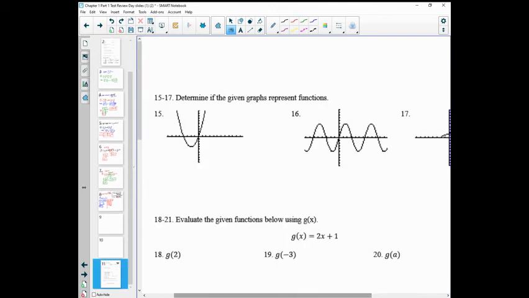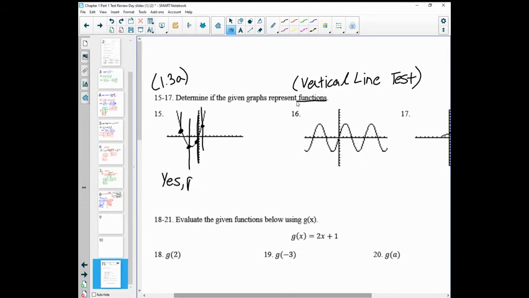Question 15 states, determine if the given graphs represent functions. To determine if a graph is a function, we used what was known as the vertical line test. And that just told us whether any x is repeated or not. This is from section 1.3a, by the way. So in question 15, as you draw vertical lines through the graph, it's crossing once each time, which means yes, it passes the vertical line test, which I'll abbreviate VLT. So it is a function.